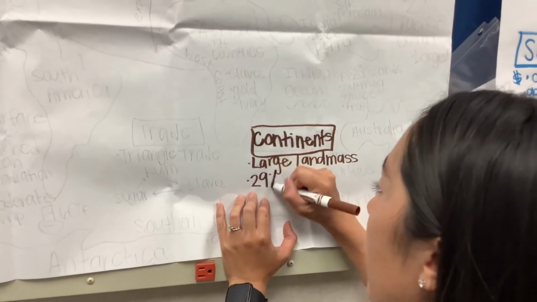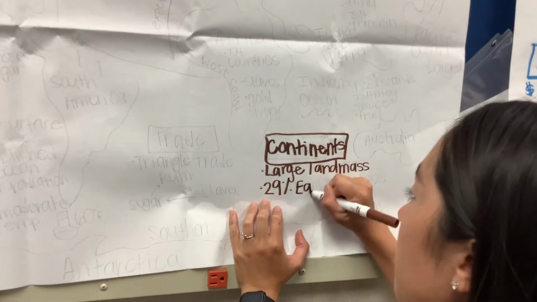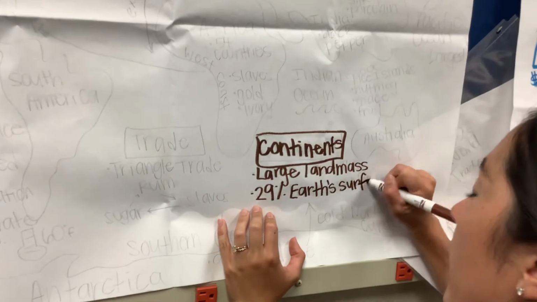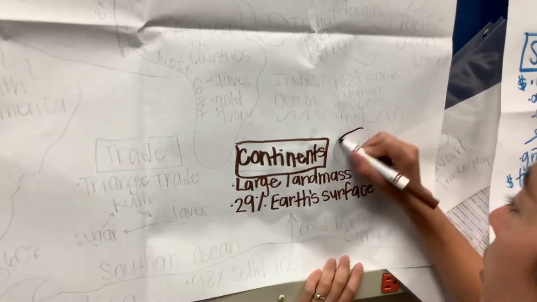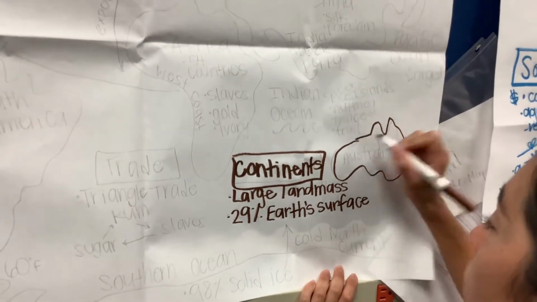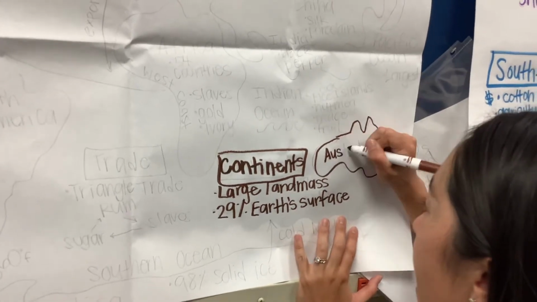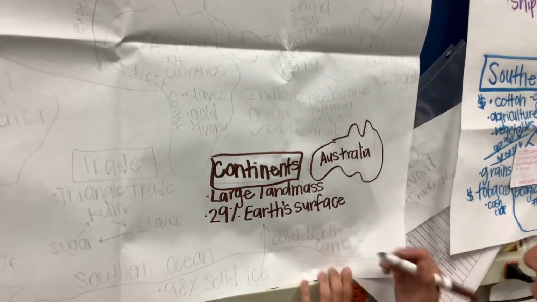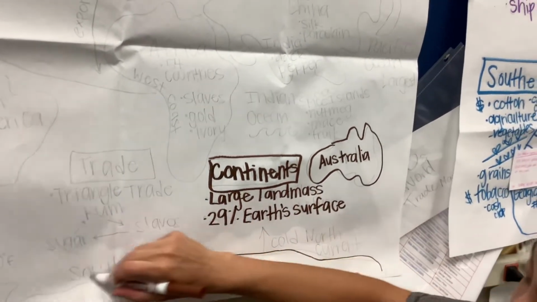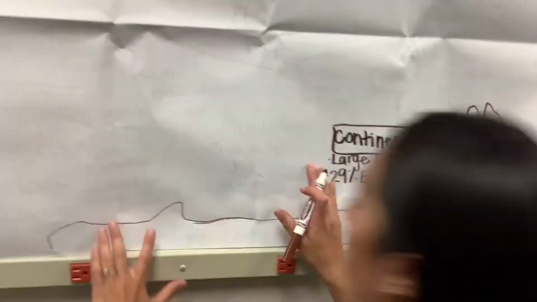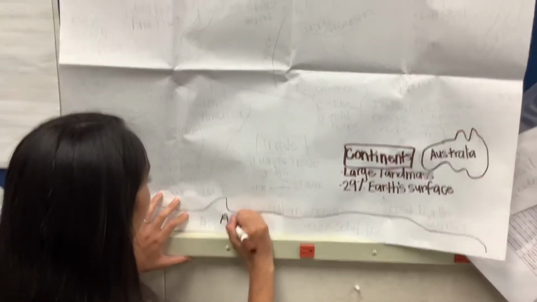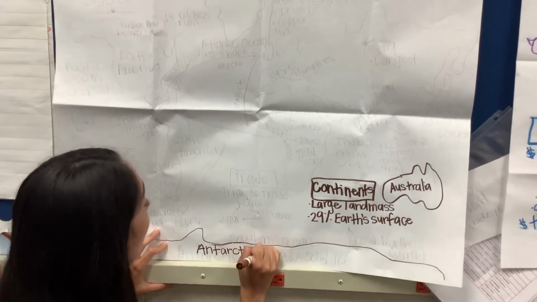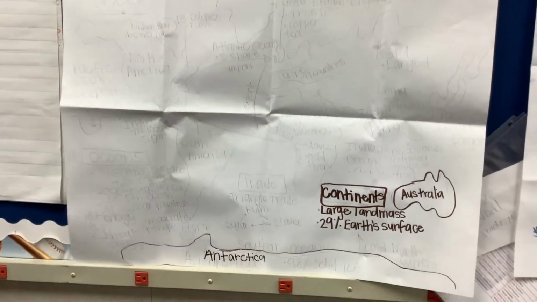And continents make up 29% of Earth's surface. Say that with me. 29% of Earth's surface. Now we're going to say the different continents. We have Australia. Say that with me. Australia. We also have, in the south, Antarctica. Say that with me. Antarctica.